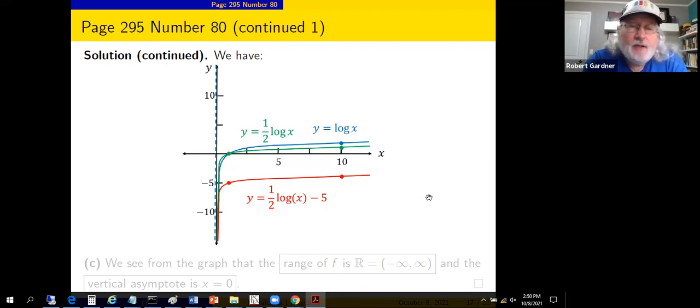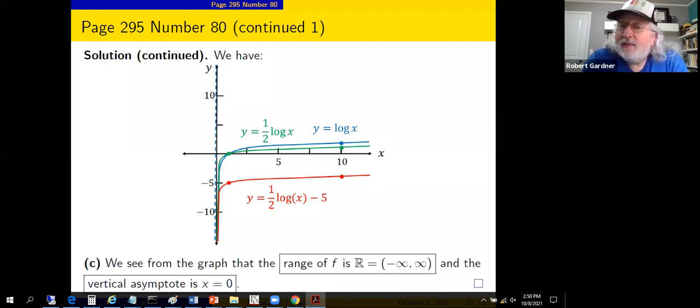We see from the graph that the range is all real numbers, grows without bound. Eventually, this curve will reach the x-axis. Eventually, it'll reach all heights. It just grows very slowly, especially base 10. As a vertical asymptote was part of the question in part C, the vertical asymptote is x equals 0, the vertical line x equals 0. In other words, the y-axis.